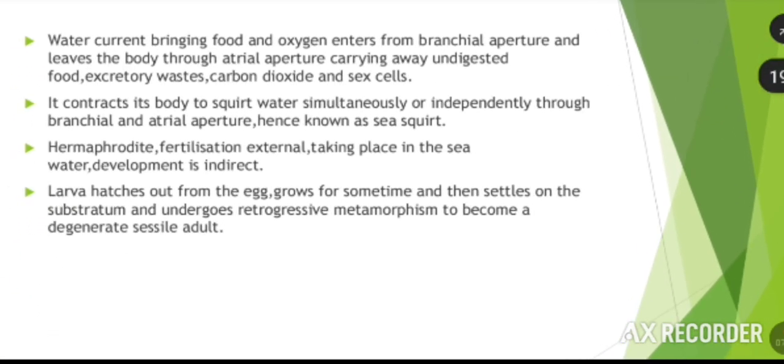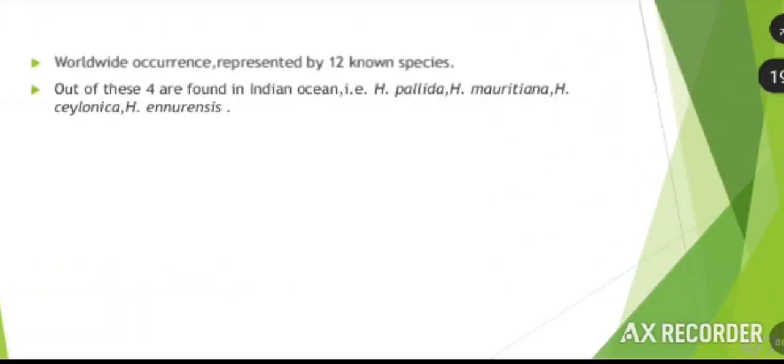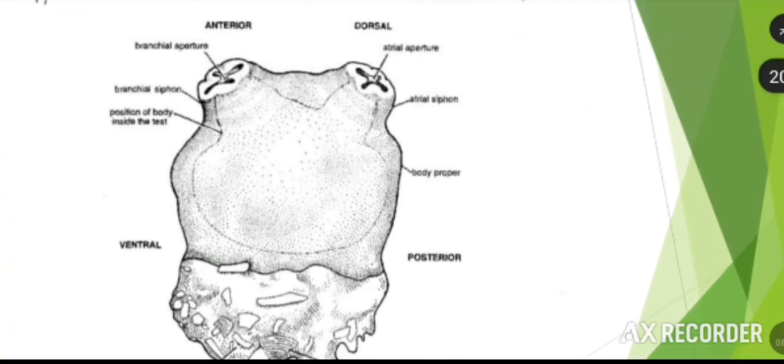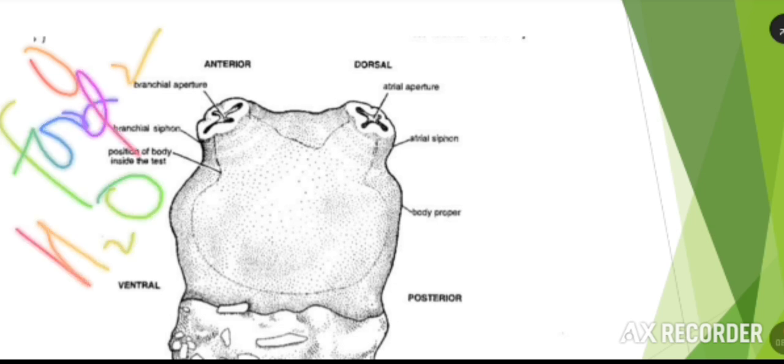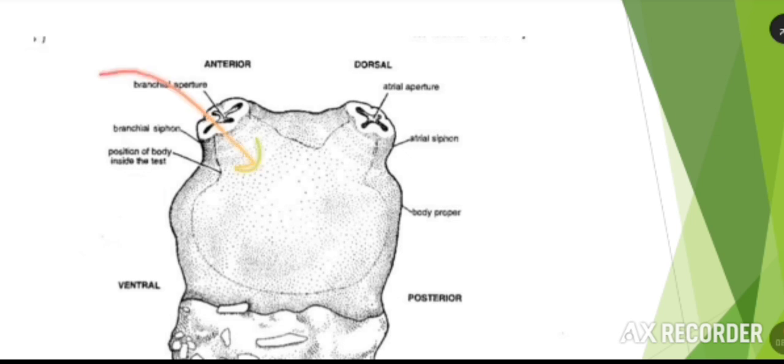Water current bringing the food and oxygen enters from the branchial aperture and leaves the body through the atrial aperture. Now, if we see the diagram here of Herdmania, water current enters the body through the branchial aperture. This is the branchial aperture. Water current comes in along with oxygen, food, and H2O. Carrying all these things, water comes here and exits through the atrial aperture, carrying waste products.